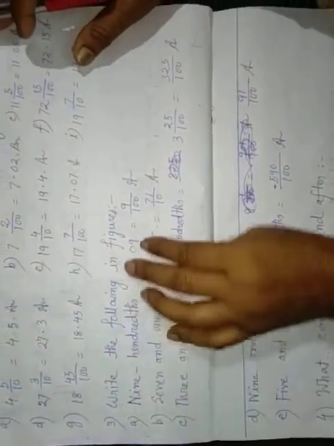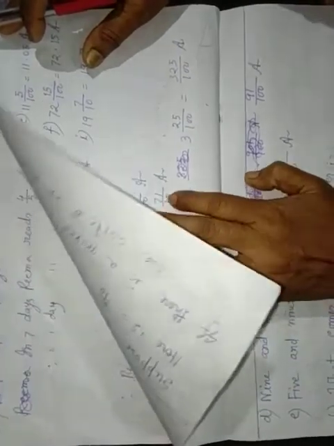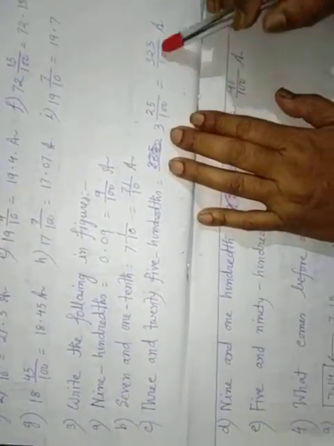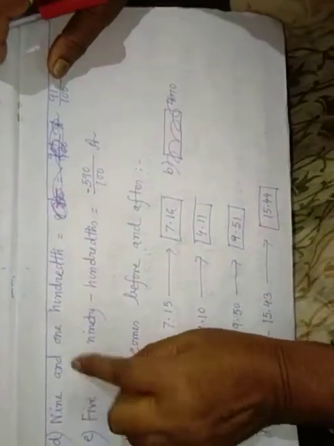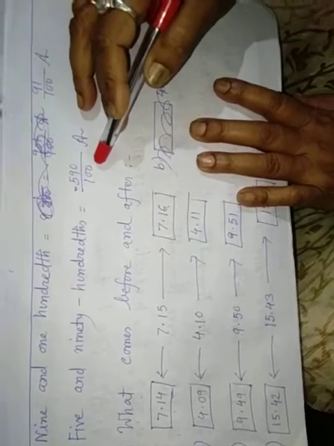3. Write the following in figures. 9 hundredths is 0.09, that is 9 by 100. 7 and 1 by 10 equal to 71 by 10. 3 and 25 hundredths, that is 325 hundredths. D. 9 and 1 hundredth, that is 91 by 100. E. 5 and 90 hundredths, that is 590 by 100.